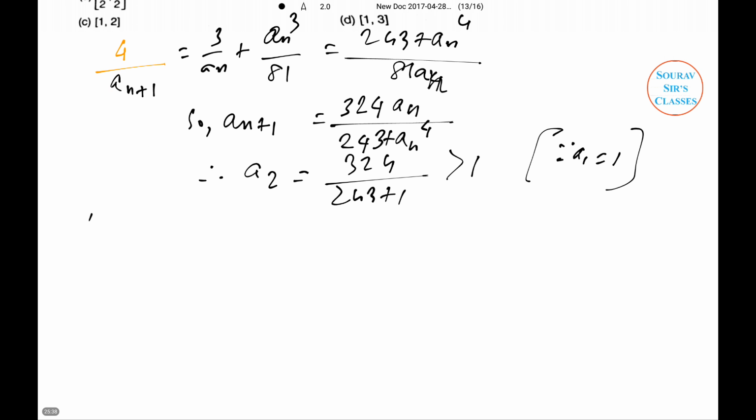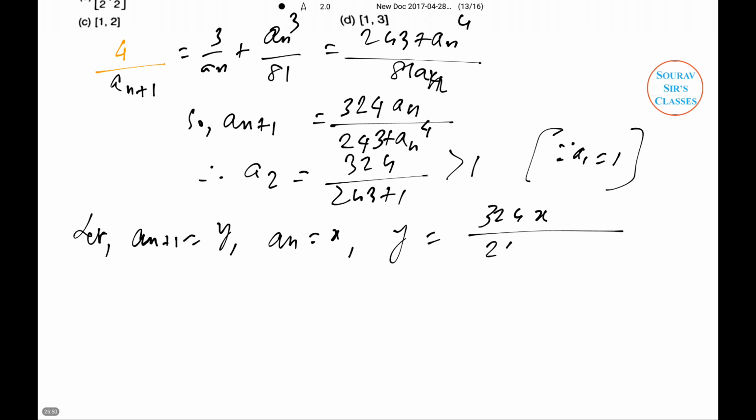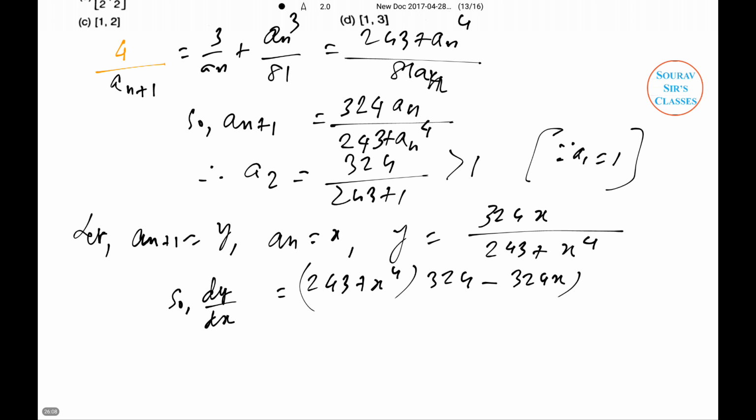Now let a of n plus 1 equal y and an equal x. So obviously y equals 324x over 243 plus x to the power 4. So dy by dx is 243 plus x4 times 324 minus 324x times 4x cube, divided by 243 plus x4 whole square.